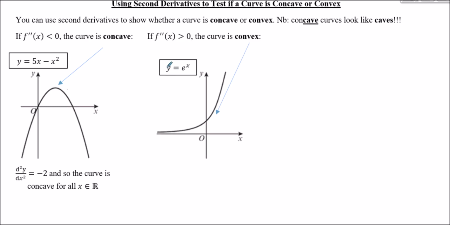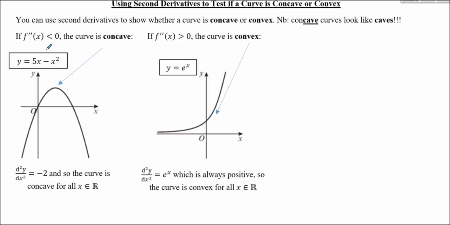Take this example, y equals e to the x. If I differentiate first to find dy by dx, this function is a special function, it just stays as it is, and the same for the second derivative, nothing changes, e to the x. So the second derivative and the first is itself. As you can see here, y is always positive, therefore this second derivative d squared y by dx squared, or f double dash x, is always greater than 0 because it's e to the x. And because it's always positive, you can see that the curve is convex.